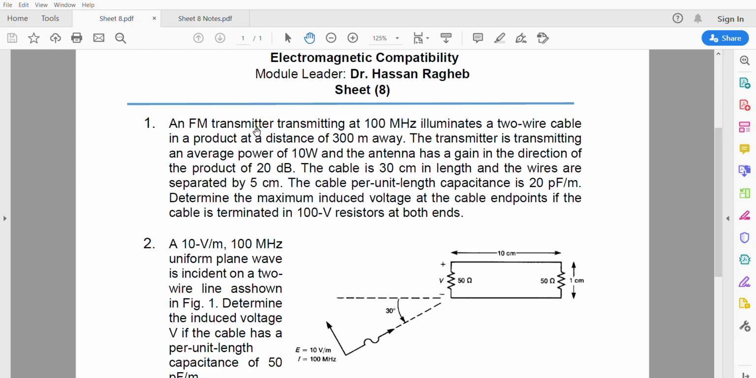An FM transmitter transmitting at 100 MHz illuminates a two-wire cable in a product at a distance of 300 meters away. The transmitter is transmitting an average power of 10 watt and the antenna has a gain in the direction of the product of 20 dB.